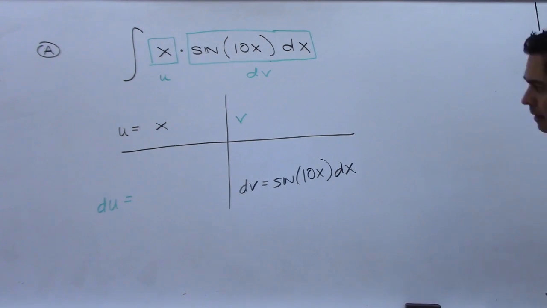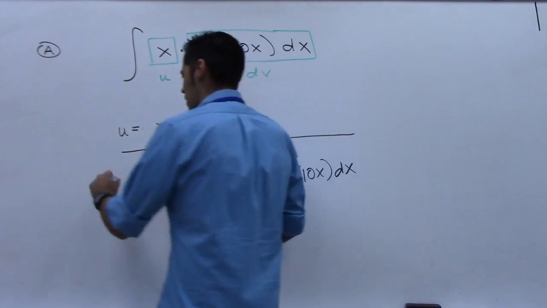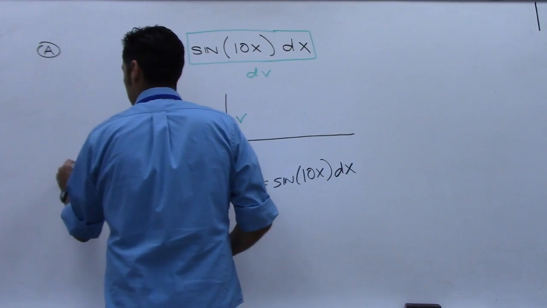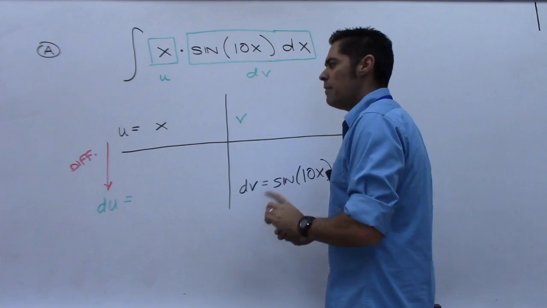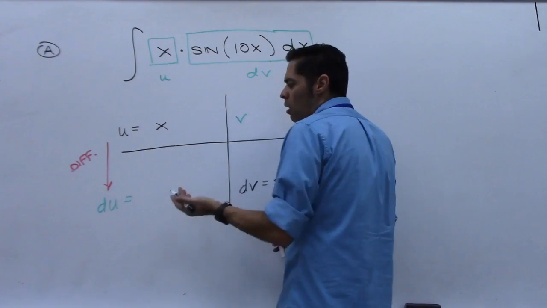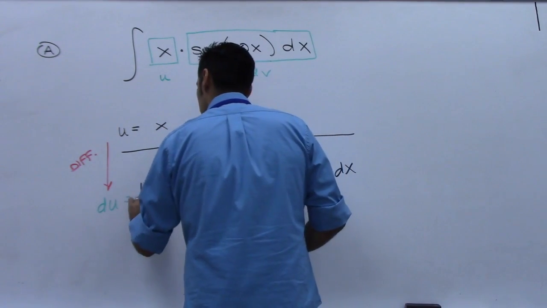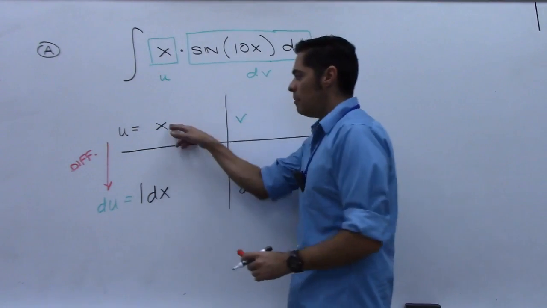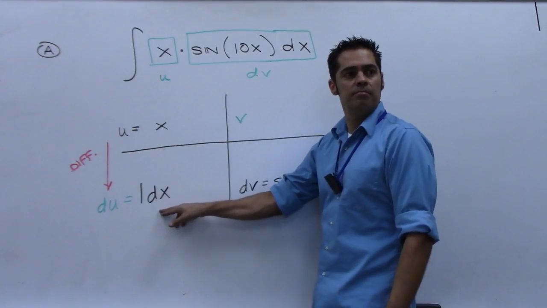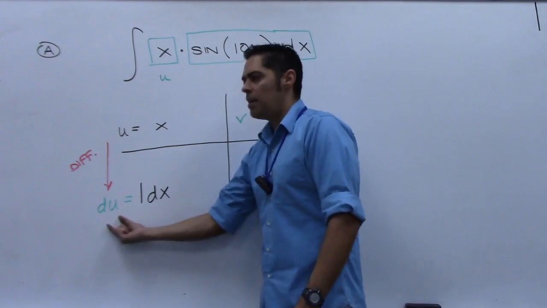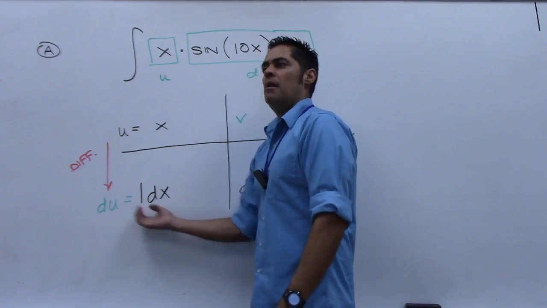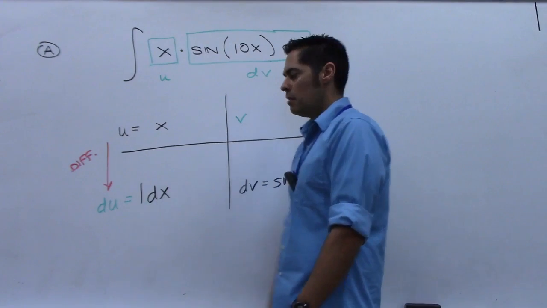So now, let's do the left side. Let's go down. So we're going to differentiate, right? What is the derivative of x? 1, but I need to have the variable with me. So I'm just going to put 1 dx. If I divided both sides by dx, I'd have du/dx is 1. And I'm just basically bringing the dx back over.